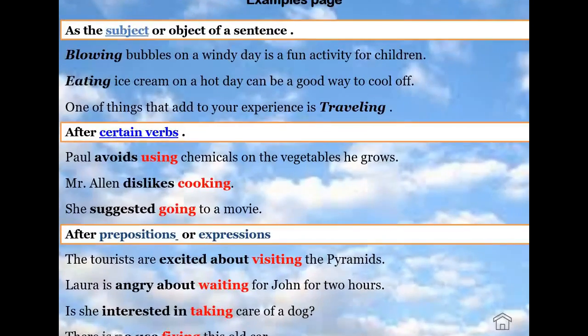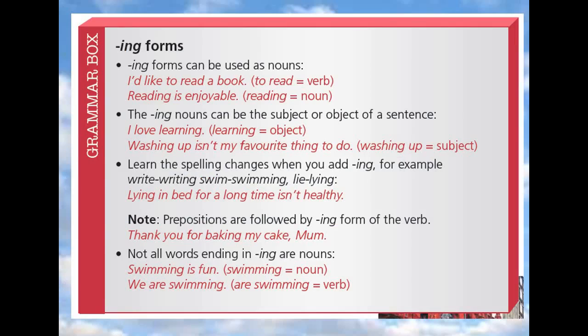Now, let's see the grammar box and sum up all of what we have said. ING forms can be used as nouns. I'd like to read a book. To read here is a verb. Reading is enjoyable. Reading here is a noun. The ing nouns can be the subject or object of a sentence. I love learning. Learning here is an object. Washing up isn't my favorite thing to do. Washing up here is a subject.